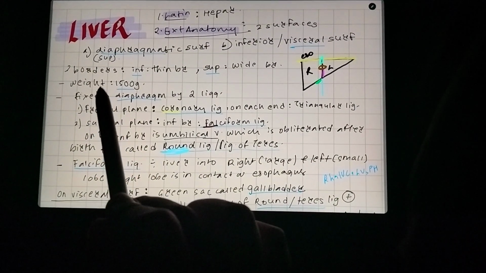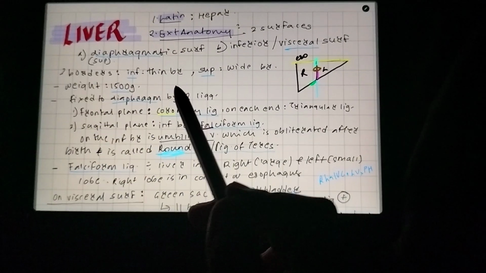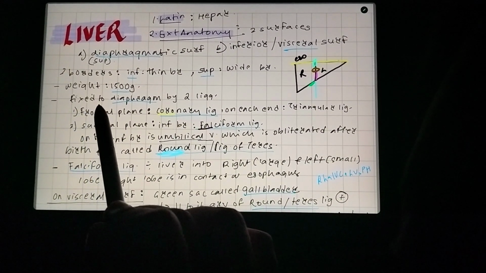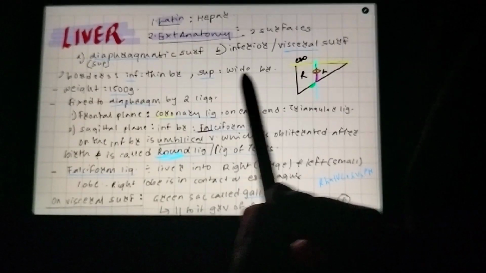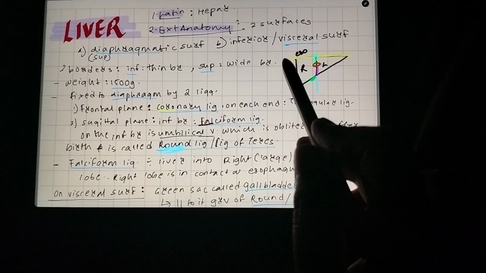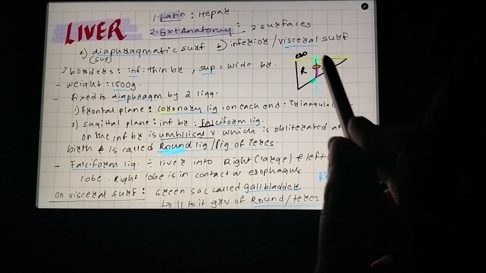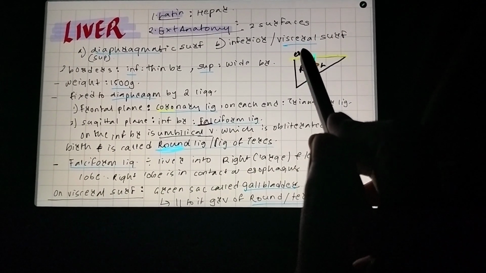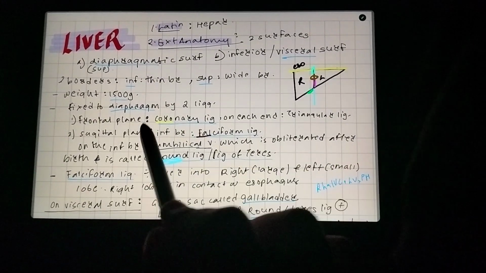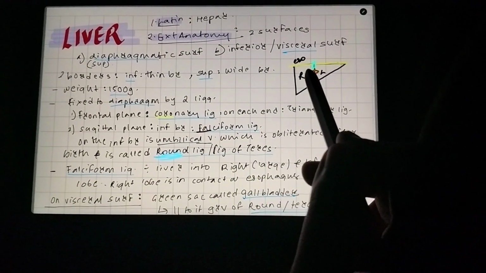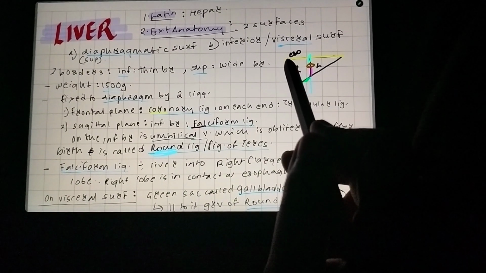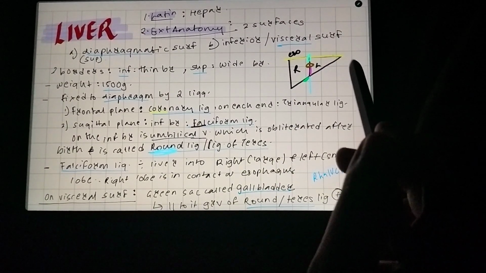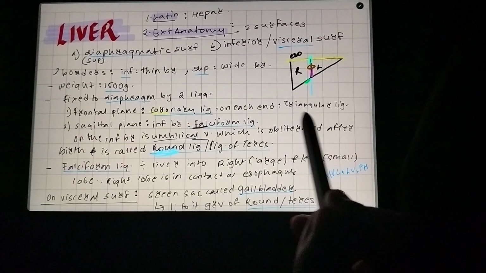It weighs about 1500 grams and is fixed to the diaphragm by two ligaments. Now, this is the coronary ligament. The liver attaches to the diaphragm by the coronary ligament, and on each side it becomes a triangular structure like this. It is also known as the triangular ligament.